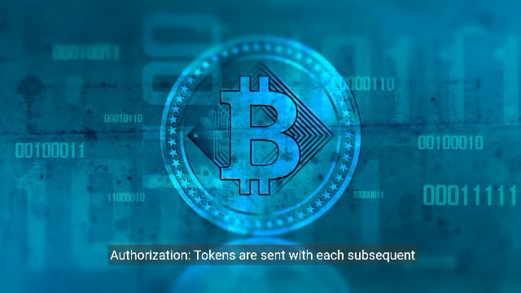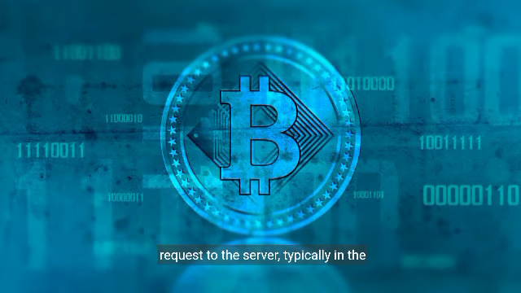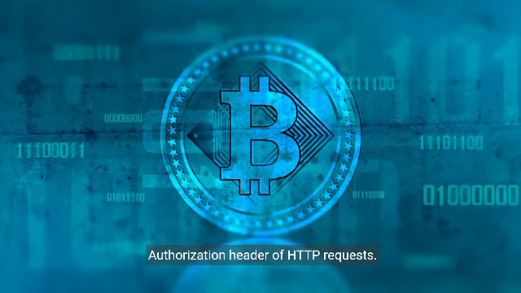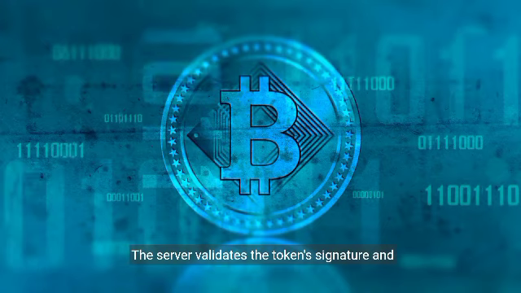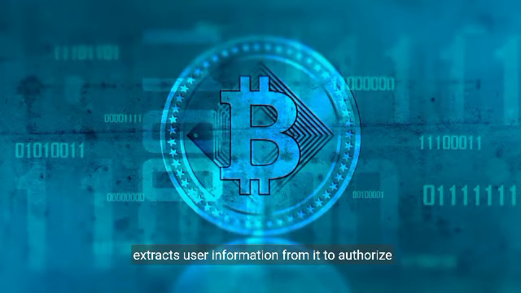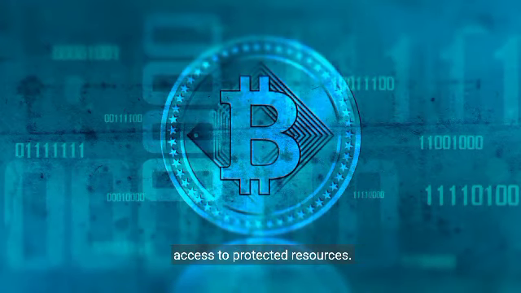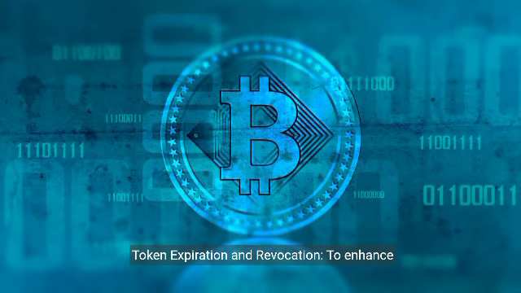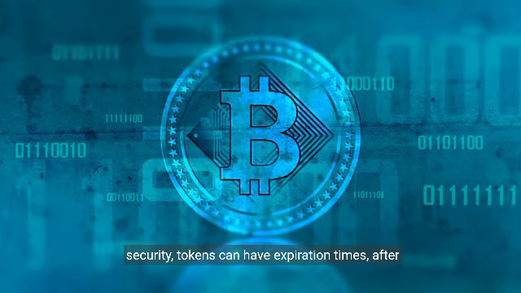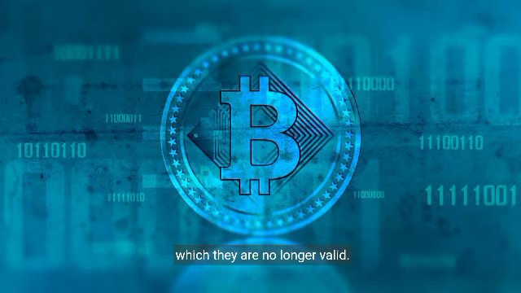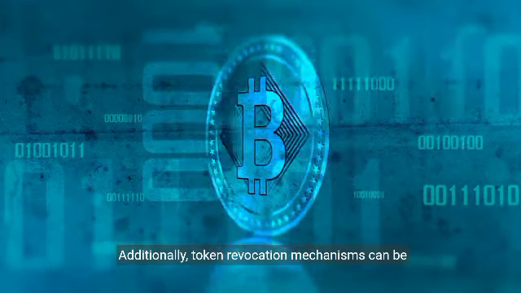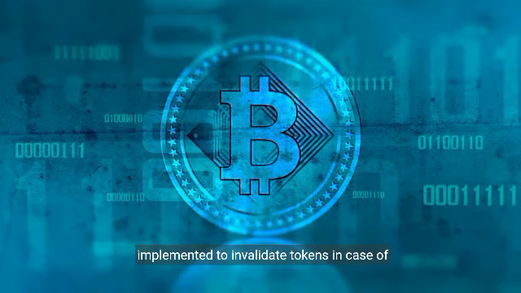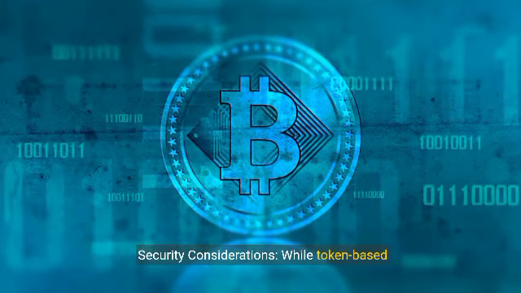Authorization. Tokens are sent with each subsequent request to the server, typically in the authorization header of HTTP requests. The server validates the token's signature and extracts user information from it to authorize access to protected resources. Token expiration and revocation. To enhance security, tokens can have expiration times, after which they are no longer valid. Additionally, token revocation mechanisms can be implemented to invalidate tokens in case of compromise or user logout.